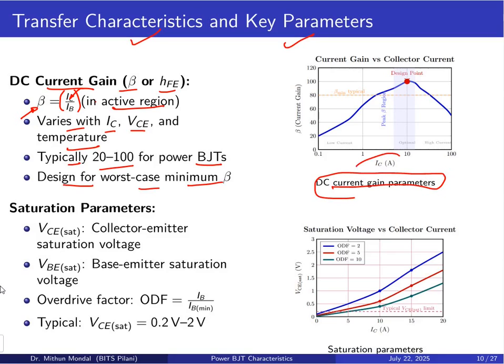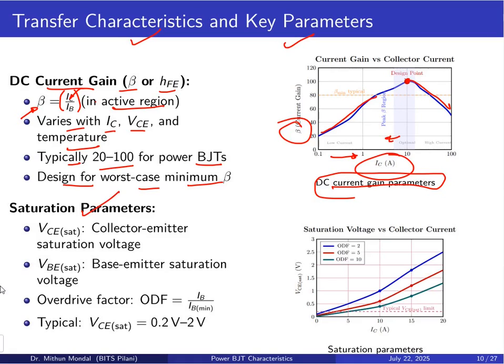If you can see here, this is the collector current and you have the beta, which is the current gain. Once the collector current increases, the beta will also increase up to a certain design point, after which it will fall. So you need to operate the current below the optimal value.